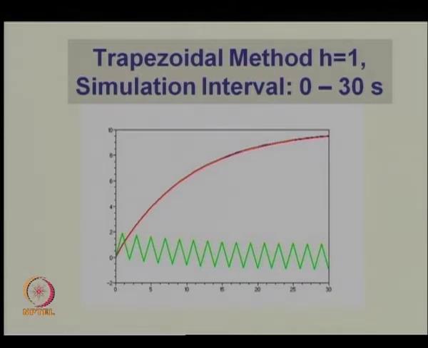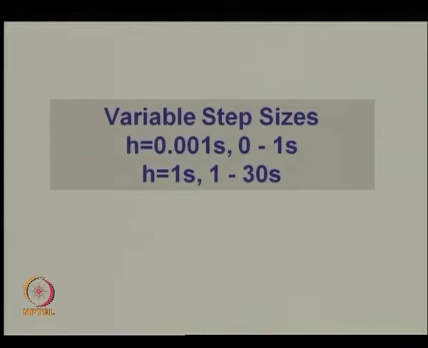So, what is the solution to these issues? The solution to this problem is to use variable step sizes. For example, you can use 1 millisecond for 1 second and h is 1 second for 30 seconds. So, variable time step sizes can be used in order to obtain a response. So, you can easily program it in Scilab. I will just show you the program.